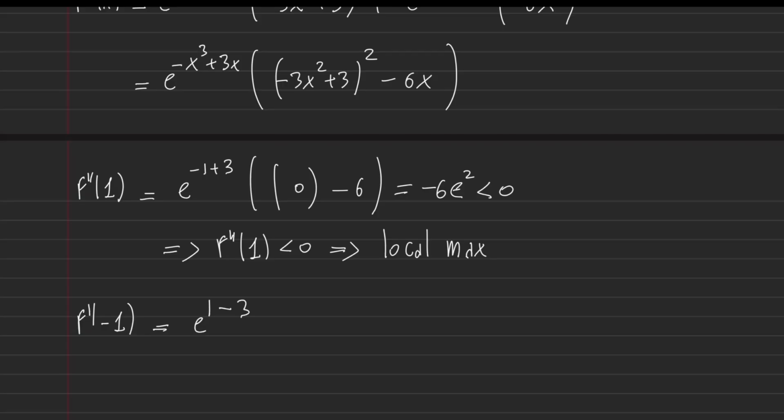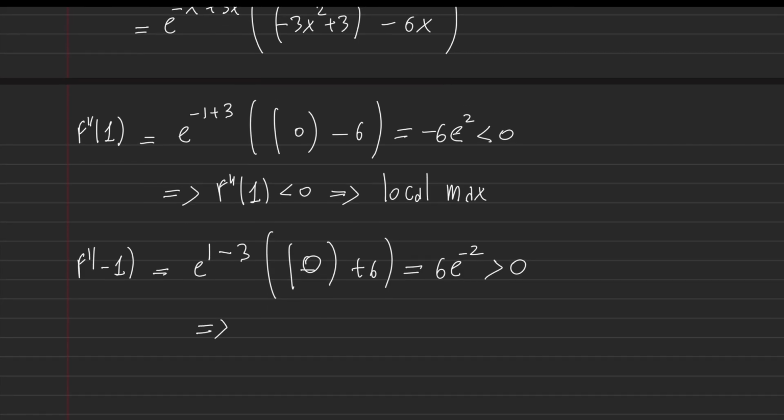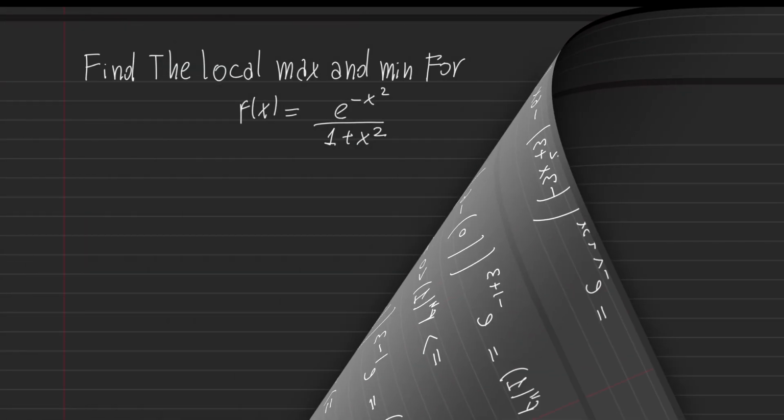Still positive. So e to the 1 minus 3 times, now I have to evaluate minus 3 times minus 1 squared, which is 1. So minus 3 plus 3, which is again 0. And minus 6 times minus 1 is plus 6 now. And this is equal to 6 times e to the minus 2, which is positive, which means that minus 1 is a local minimum by the second derivative test.